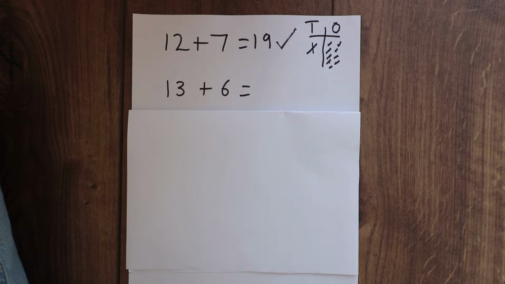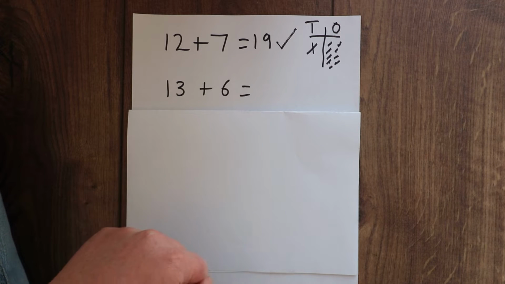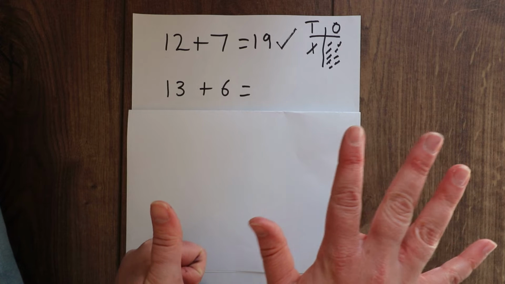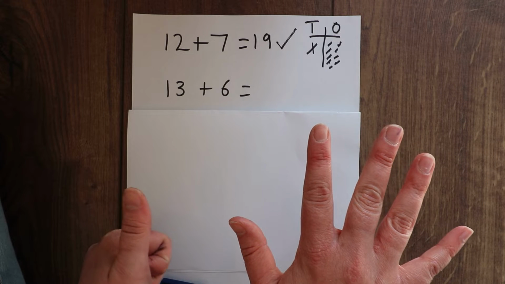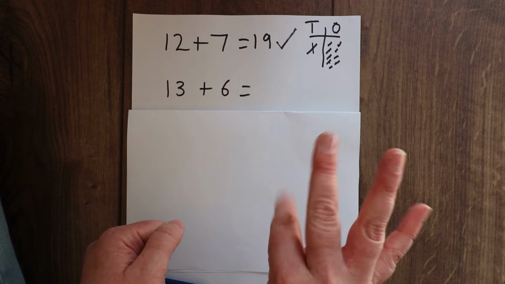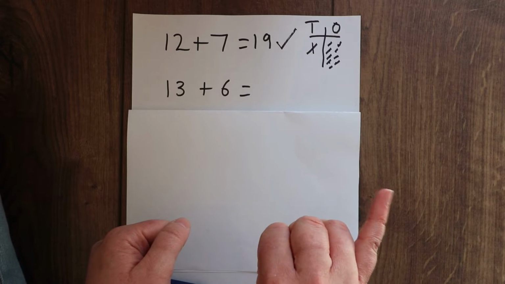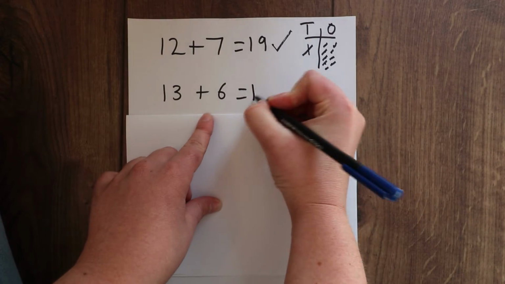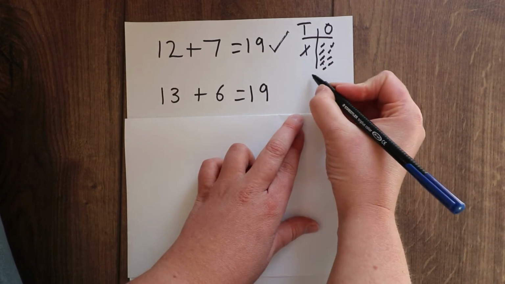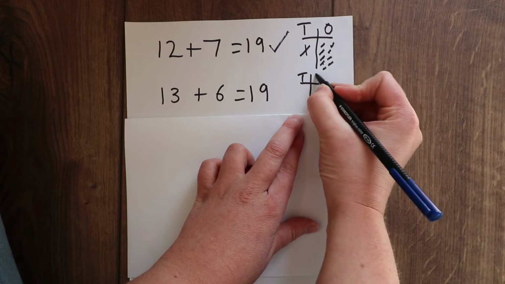Pause the video if you want to have a go. Okay, let's do this together. We can do this on our hands. 13 plus 6. Put 13 in your head and show me 6. 13, 14, 15, 16, 17, 18, 19. Okay, let's use my tens and ones to work that out.